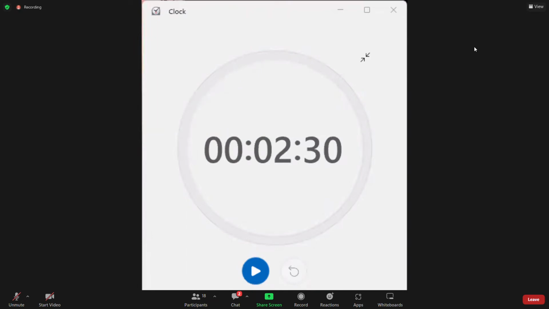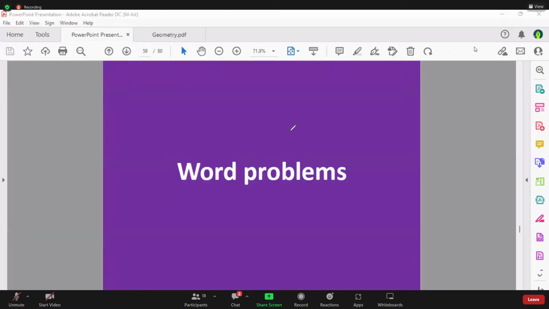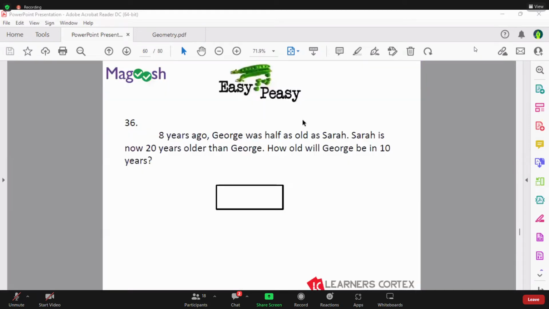Okay, so we'll discuss the questions now until 40. First question here: 8 years ago, George was half as old as Sarah. So there is Sarah, there is George. Sarah is now 20 years older than George. So if we take the age of George as X, Sarah is 20 plus X, or X plus 20, however you want to put it.